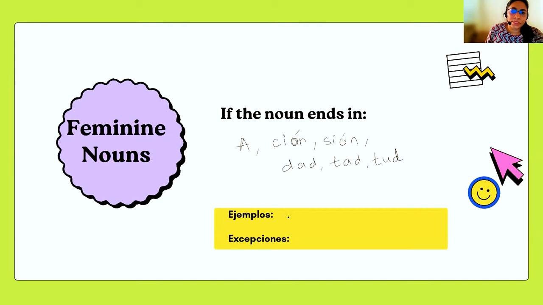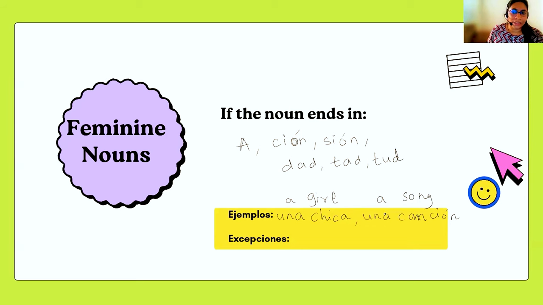Now let's look at some examples here. We looked at un chico, right? In the masculine one. Let's turn it into a feminine one. You already know for feminine one, we are going to say una, right? Una. And chico becomes chica. I'm sure you've heard this word before. Una chica, which means a girl. Simple. Let's look at one from these endings. Una canción. C-A-N-C-I-O-N. Una canción, which means a song.